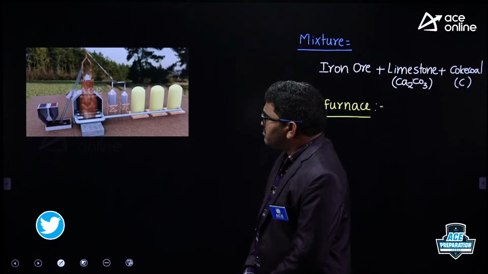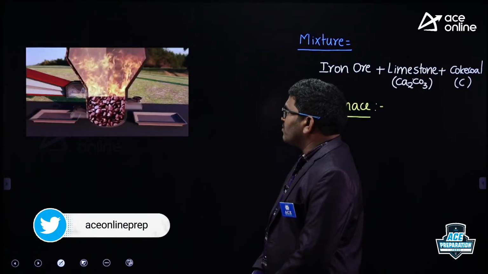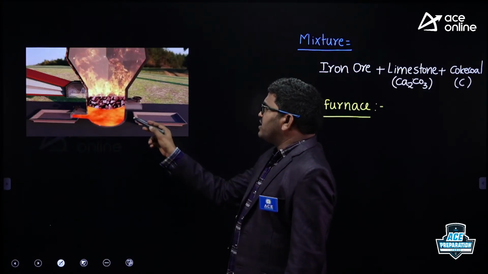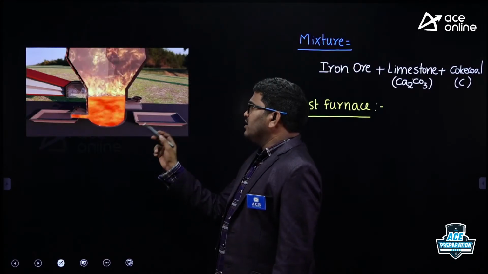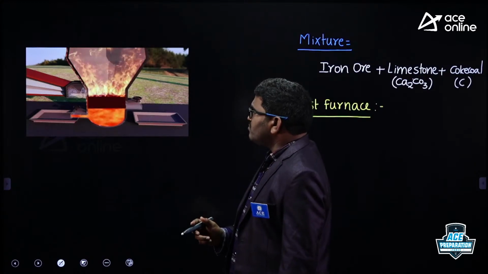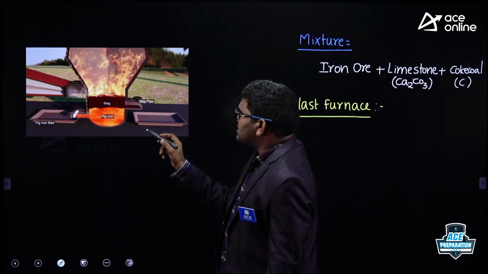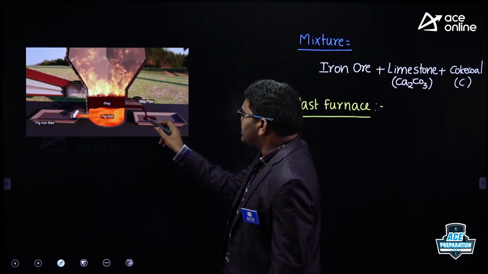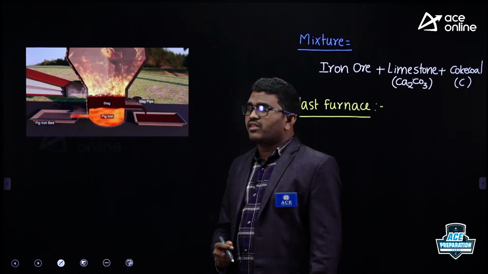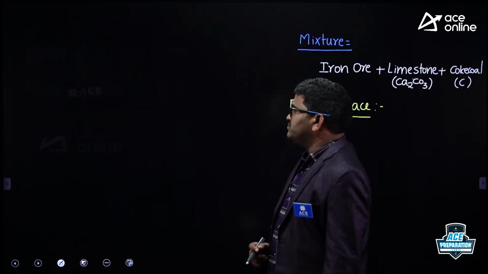This is the blast furnace operation now. This is the mixer. We are heating that mixer and it is converted into the liquid state. In the liquid state, after reacting with iron, there is slag formation. Calcium silicate slag is formed. The slag is collected on the left side and pure pig iron is collected on the right side.